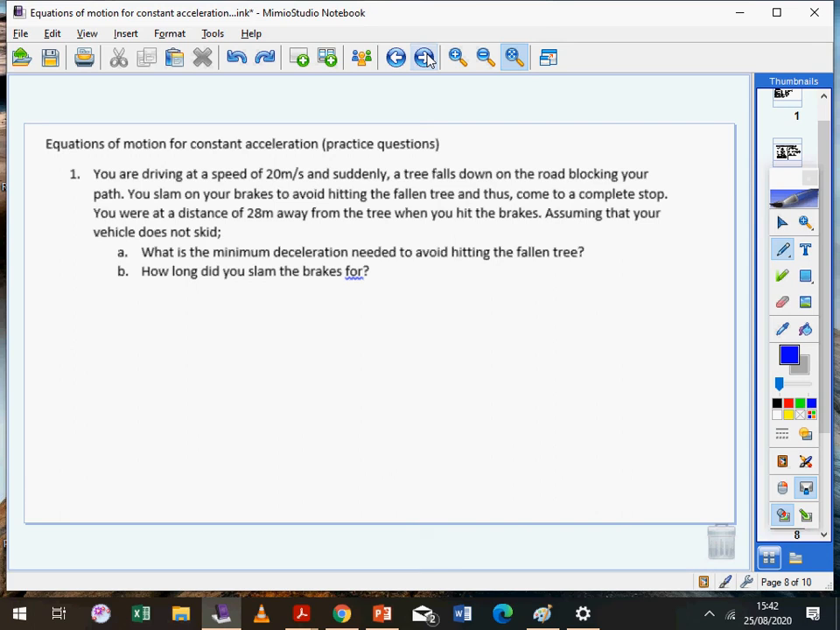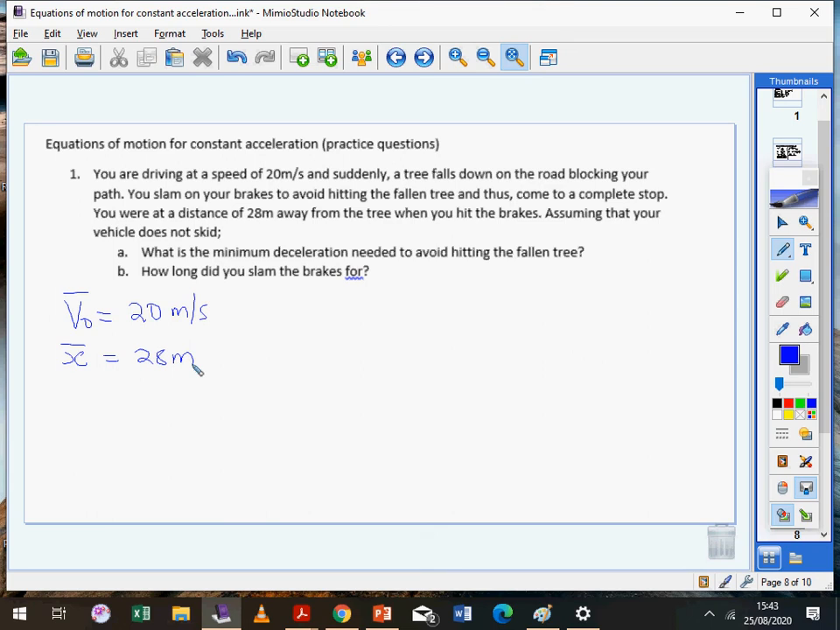Let's look at this example. You're driving at a speed of 20 meters per second. So that tells you that your initial speed is 20. It's nice to list out what you have so that you can select which equation will help you find what you don't have. You are at a distance of 28 meters away from the tree when you hit the brakes. So your displacement is 28 meters. Assuming your vehicle does not skid, so you don't have to worry about the skidding distance. What is the minimum deceleration needed to avoid hitting the fallen tree?